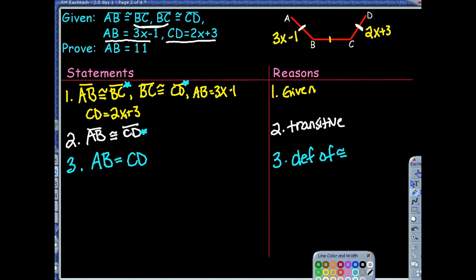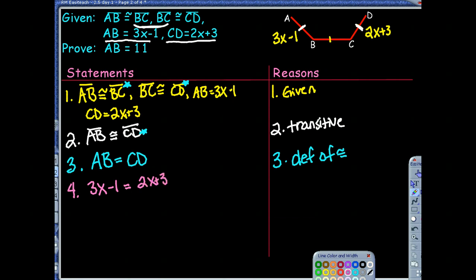Now, I'm just starring the ones that we've already used. We still have not used parts of our given, but notice that now we have an equation. You wanted to substitute before, so guess what we can do now? I can substitute now. I'm going to put that 3x minus 1 in for AB, and then the 2x plus 3 in for CD.